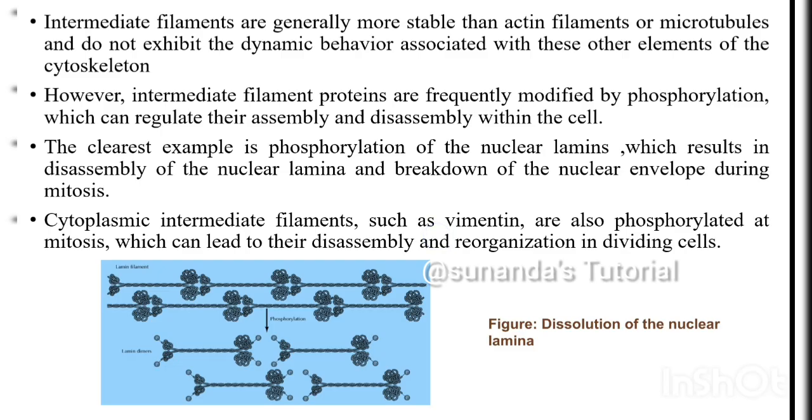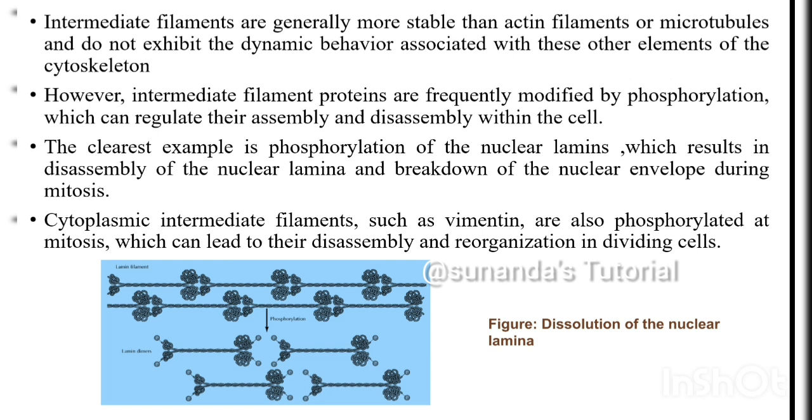Next, intermediate filaments are generally more stable than actin filaments or microtubules and do not exhibit dynamic behavior. They do not frequently change their shape. They do not frequently assemble and disassemble. They do not show the dynamic behavior associated with these other elements of the cytoskeleton.